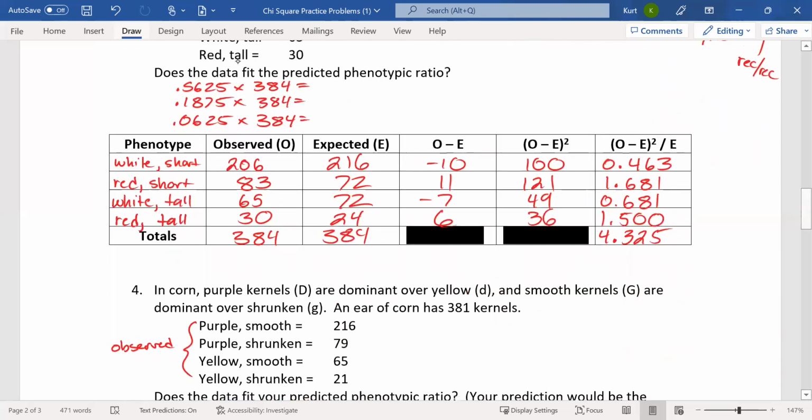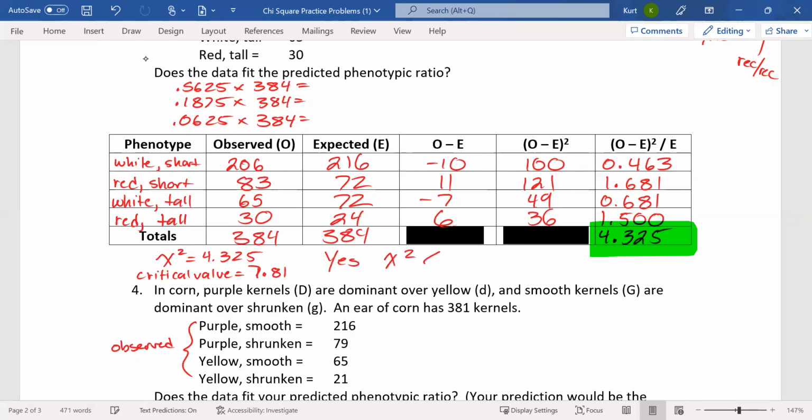This is your chi-squared value. How many degrees of freedom do we have in this problem? 3. So what is your critical value at 3 degrees of freedom? 7.81. Chi-squared is 4.325. Critical value is 7.81. Does the data fit the predicted phenotypic ratio? Yes, because chi-squared is less than your critical value. And you would accept the null, which means that the observed outcome could happen randomly.